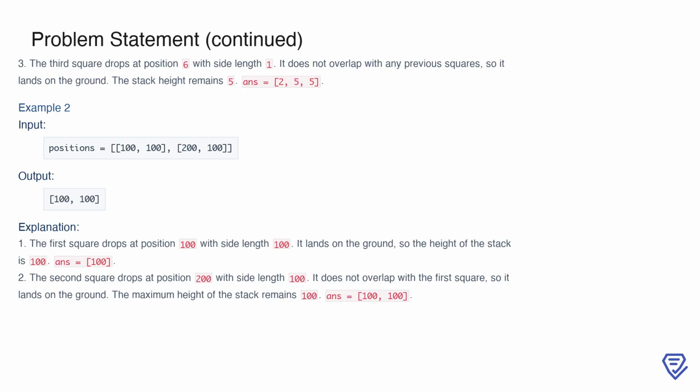Let's consider another example. If the input is positions equals [100, 100], [200, 100], the first square drops at position 100 with a side length of 100. Since there are no other squares, it lands on the ground, and the height of the stack is 100. The second square then drops at position 200 with a side length of 100. It does not overlap with the first square, so it also lands on the ground. The maximum stack height remains 100, and the result is ANS equals [100, 100].